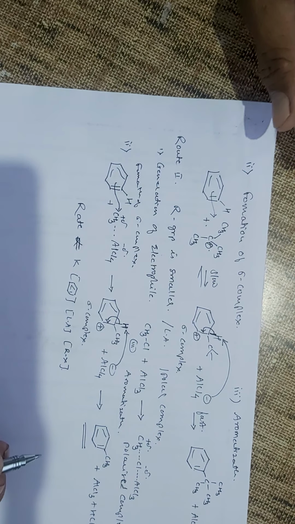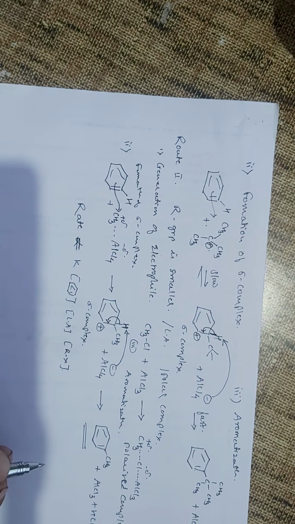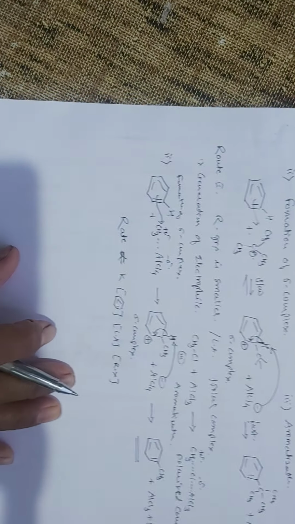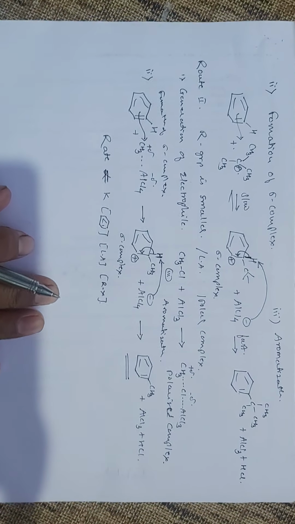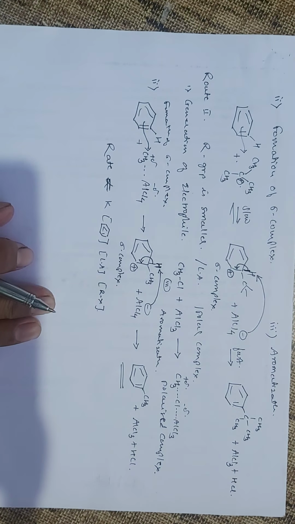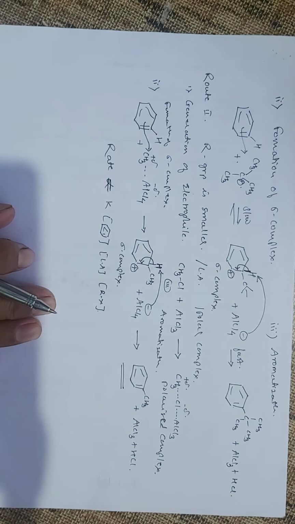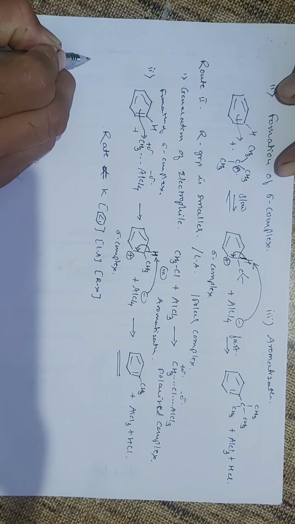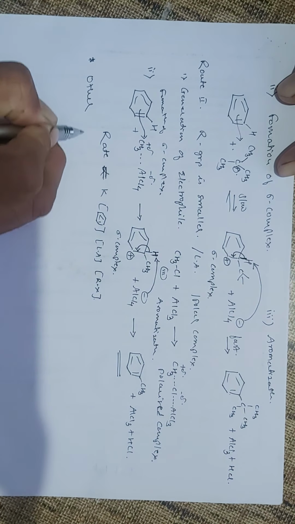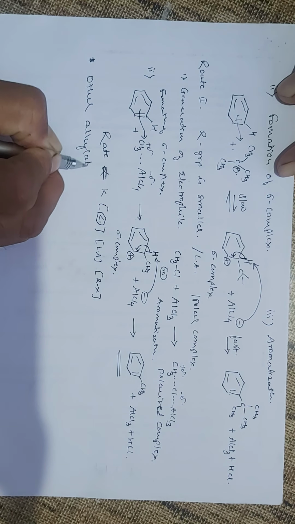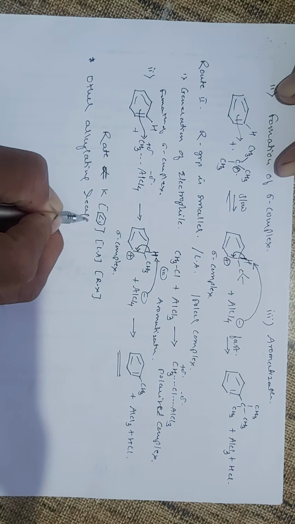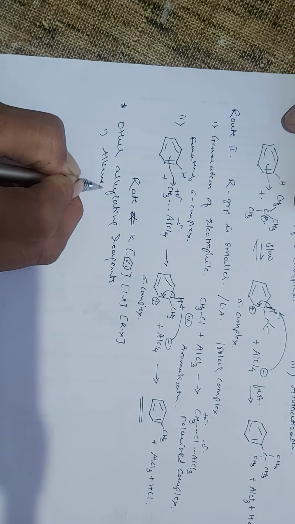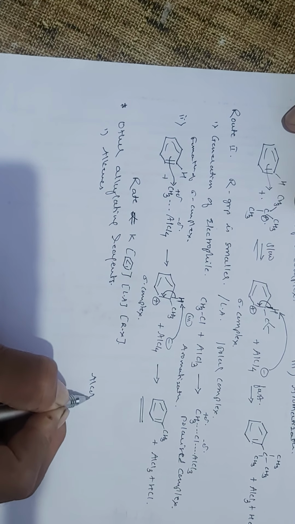And so here different types of Lewis acids are used for the reaction. There are again different alkylating reagents. The different alkylating reagents are alkenes and alcohols.